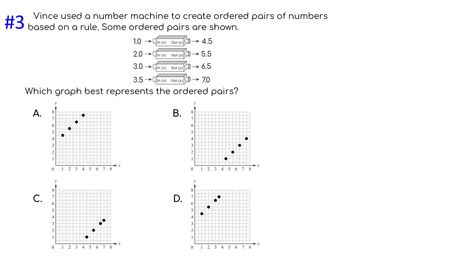Unit 9, Mixed Review, number 3. Vince used a number machine to create ordered pairs of numbers based on a rule. Some ordered pairs are shown. Which graph best represents the ordered pairs?